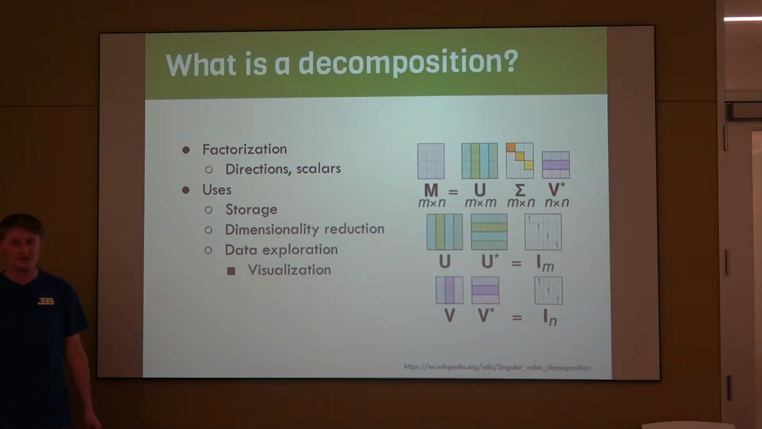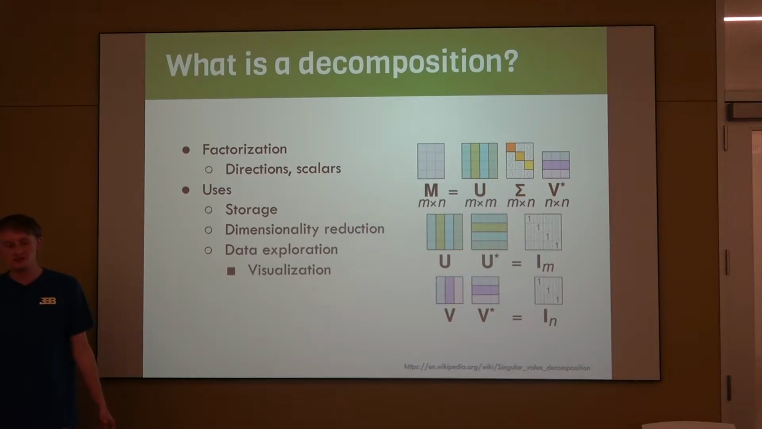So if I start with some matrix M, and I want to decompose it into smaller, more manageable parts, or maybe not necessarily smaller, but more manageable pieces. I want to break it up into these parts that I'm going to operate on. And so usually what I'm going to do is decompose my original matrix into a set of vectors or directions and scalars.